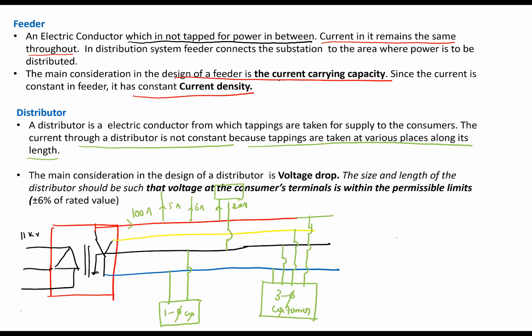So the design of feeder is based on how much current it is carrying, the current carrying capacity of the conductor. The design of distributor is based on minimizing the voltage drop so that every customer gets proper voltage to their household terminals. Any doubt in these concepts?